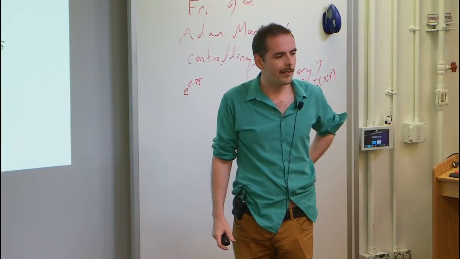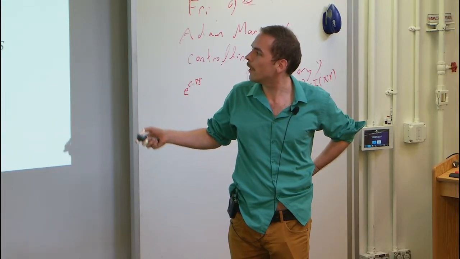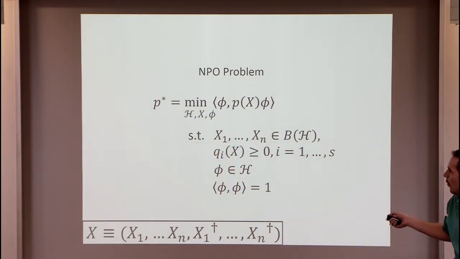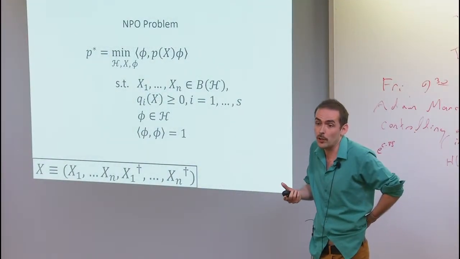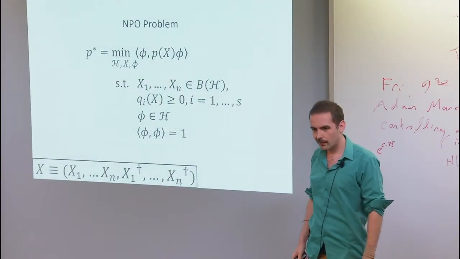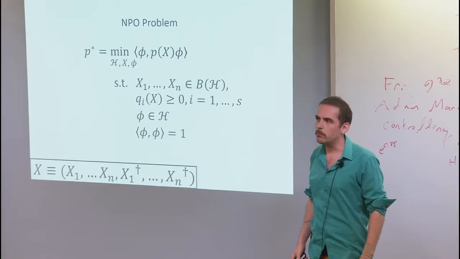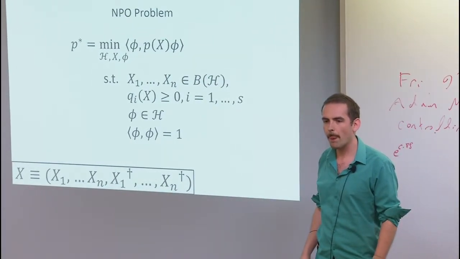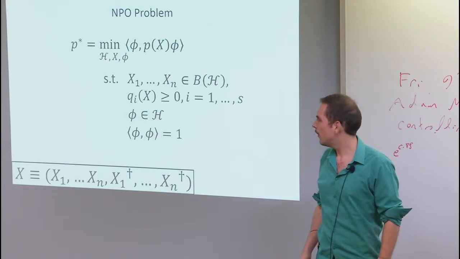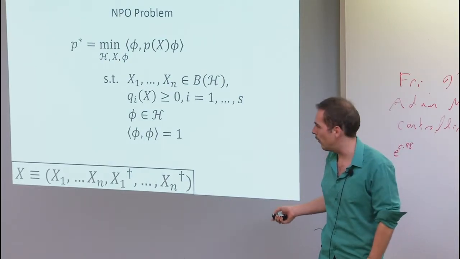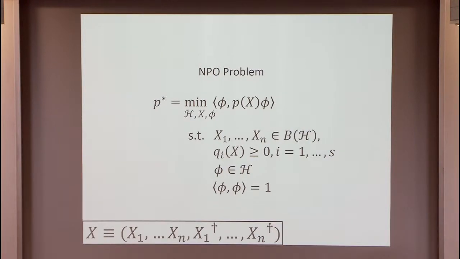So your only input is the polynomial? Your input, yes, is this family of polynomials. So you need to say how Q sub I, your constraints, are defined, right? Larger than zero means that when you evaluate this polynomial on these operators, you get an operator which is positive semi-definite. I see. And is it a real polynomial, with real coefficients, or complex? In general, they would be complex, yeah. And the variables are not Hermitian in general, so there's some involution associated to them.